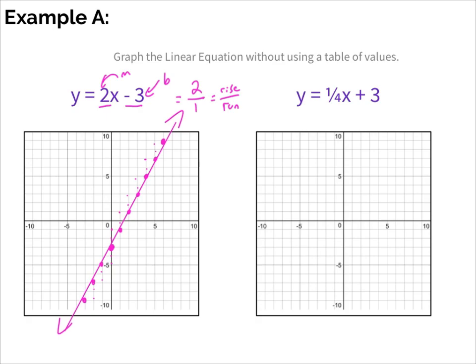Now let's take a look at our next one. So we've got y equals 1/4 x plus 3. So we can tell a couple things from that. We can see that our y-intercept is going to be positive 3. So up 1, 2, 3, and put a dot. That's where we're going to start.